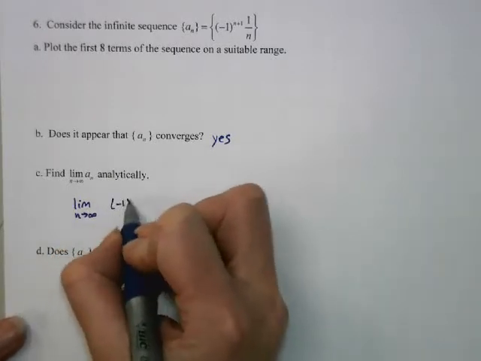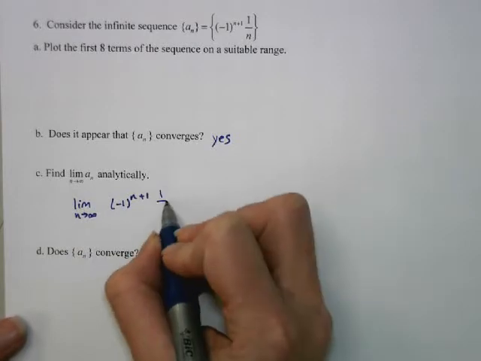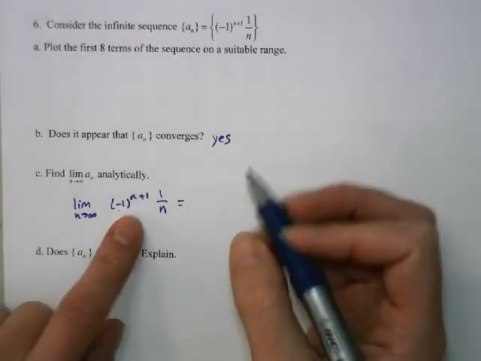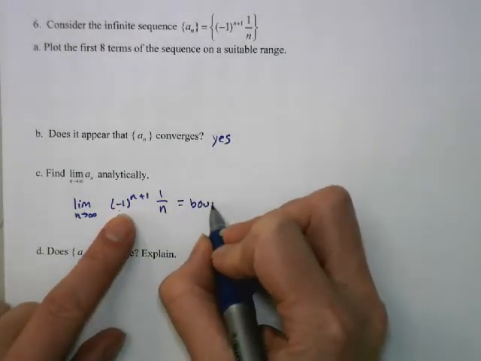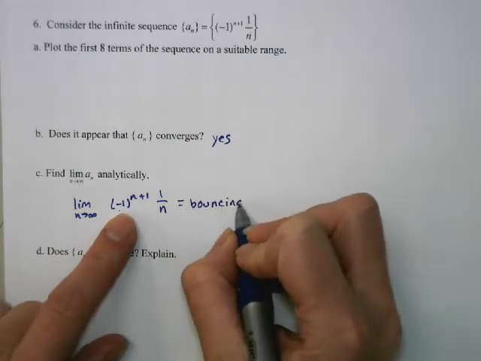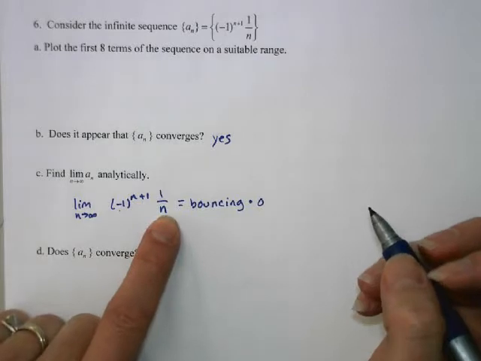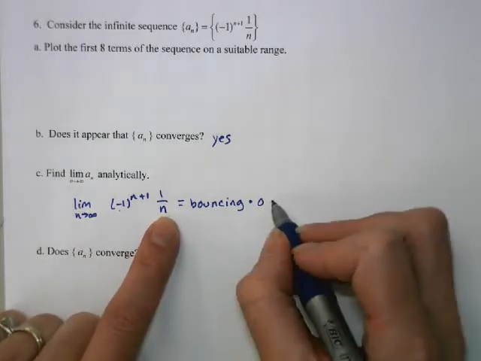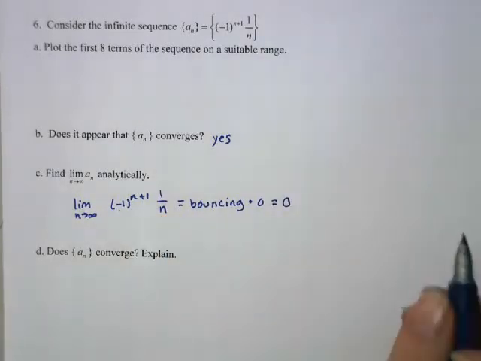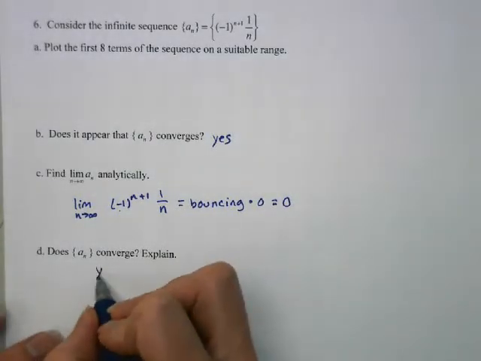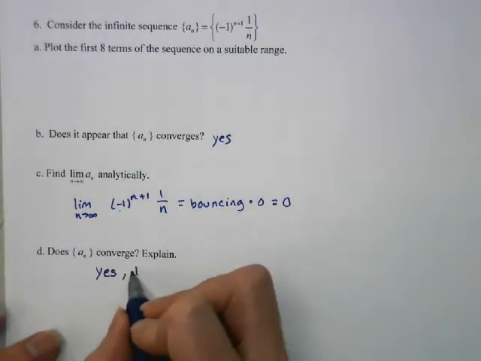So we've got the (-1)^(n+1) times 1 over n. So this is just going to bounce between -1 and 1. But this is going to go to 0. So even though it's bouncing around, it's getting closer and closer to 0. So this is 0. Does it converge? Yes, there's a limit.